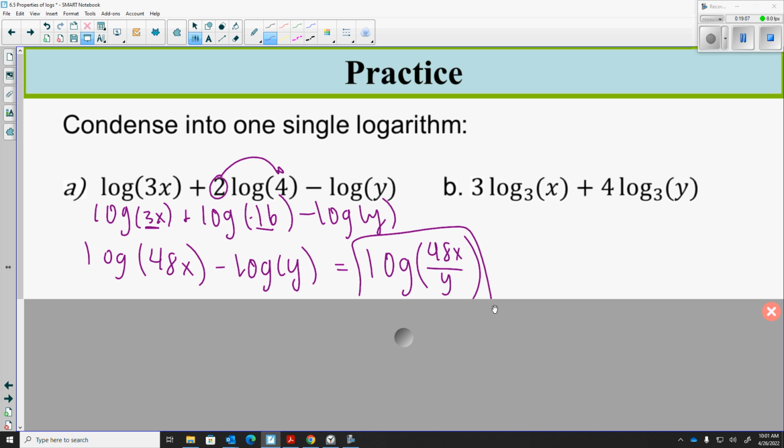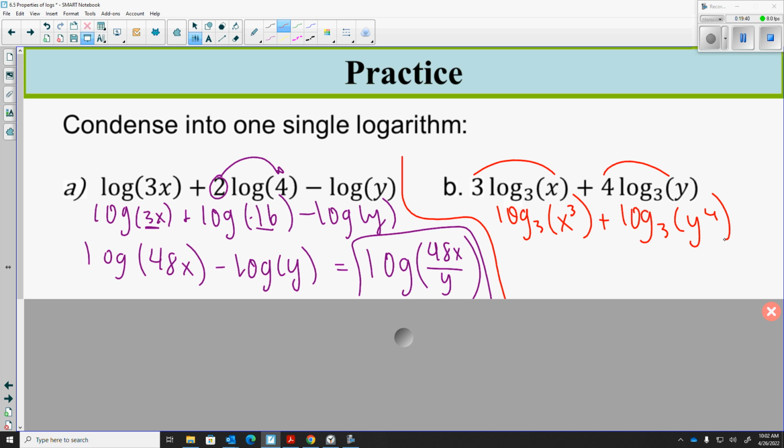You all right? Feel good? Okay. And let's do this one real quick. 3 log base 3 of x plus 4 log base 3 of y. They both have a base 3. What do you want to do first? Move them up. Move that up, move that up. So it's log base 3 of x cubed plus log base 3 of y to the 4th.